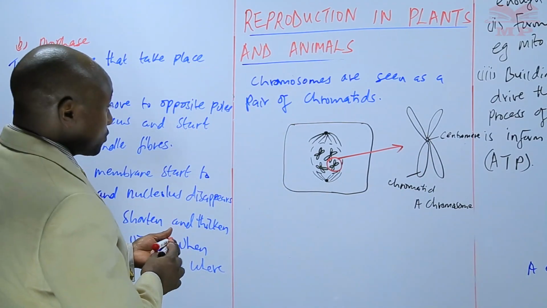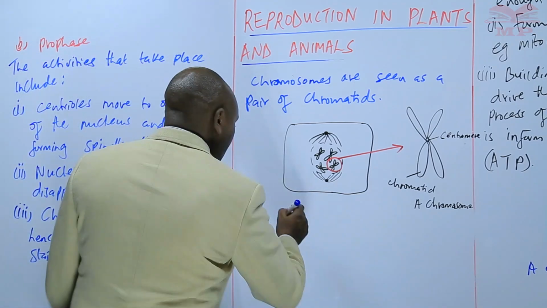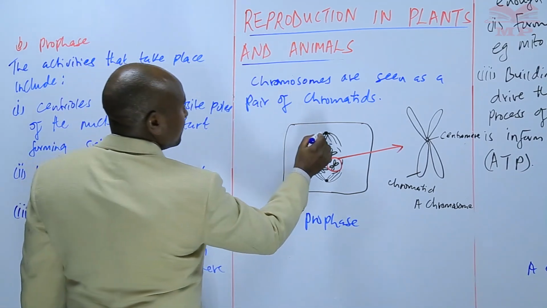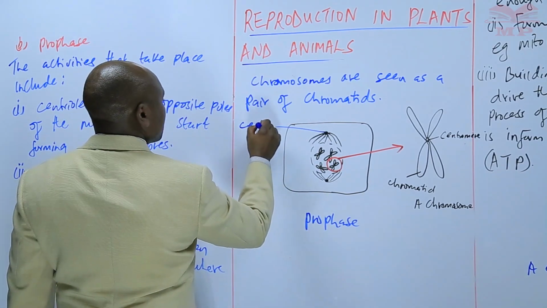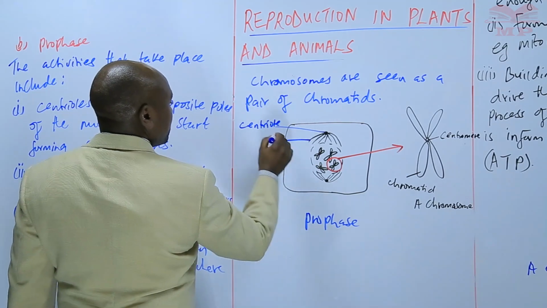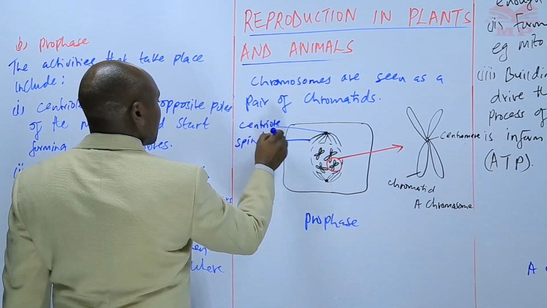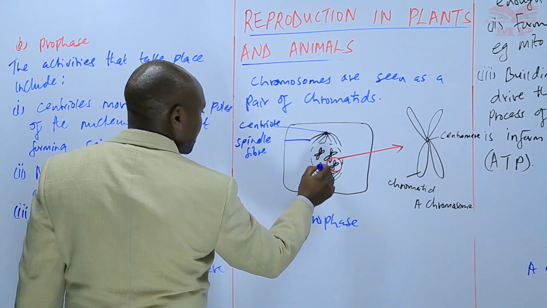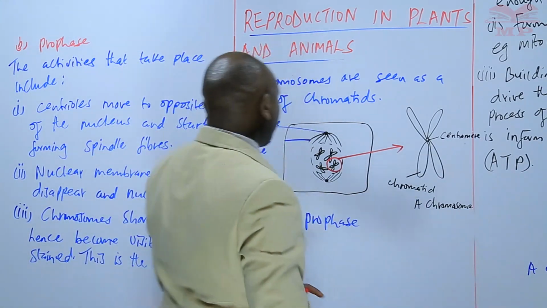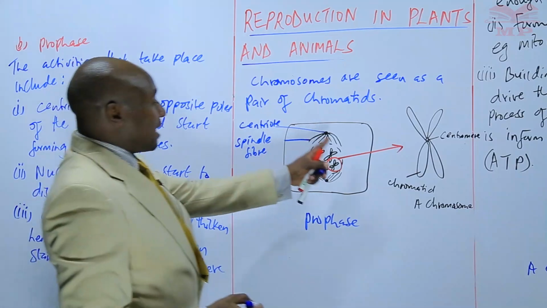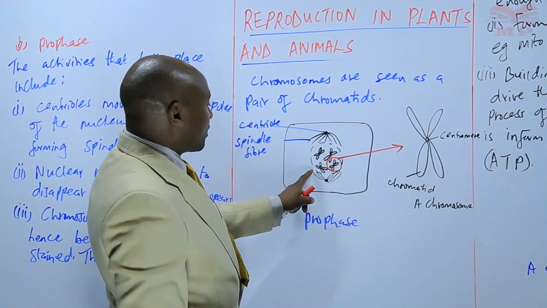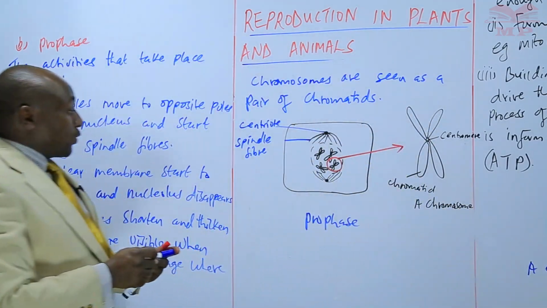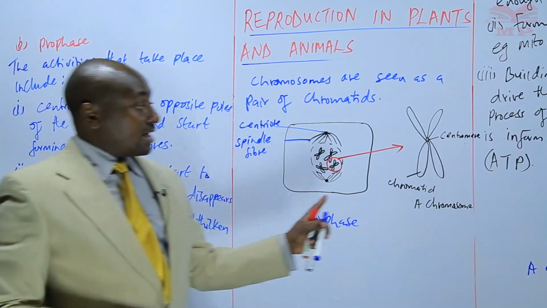So just to label the diagram here, this is a cell at prophase. We have seen these are the centrioles. These are the spindle fibers that are being formed. And then, of course, this is a chromosome, the one that we have isolated there. We can also see that the nuclear membrane is disappearing. And then we can also see that the nucleolus is no longer there. It has already disappeared.